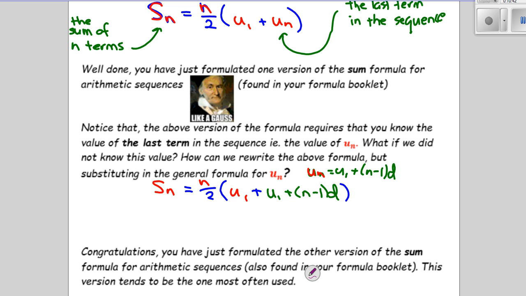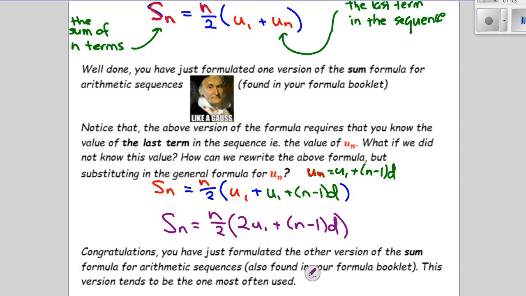So sum of n over 2, we can't simplify that or do anything with that. But what can we do with u of 1 plus u of 1? 2u. Yeah, exactly. 2u1, and then you've still got the plus n minus 1 d. And that's the formula in the formula booklet as well. They give you this one, and they give you this one.